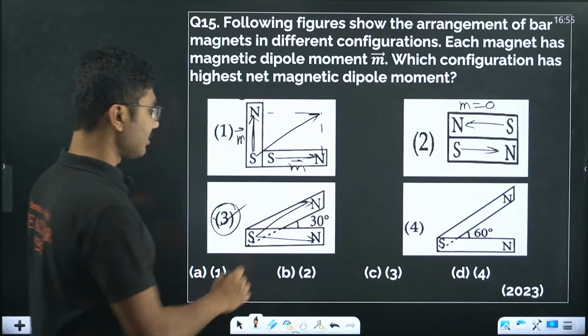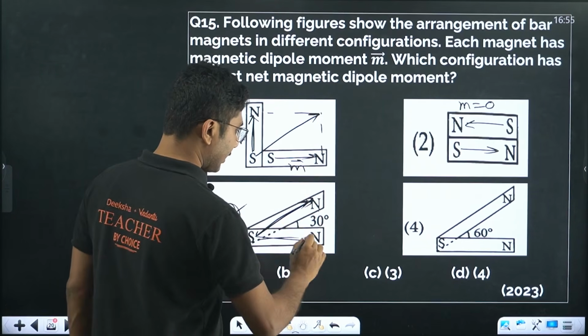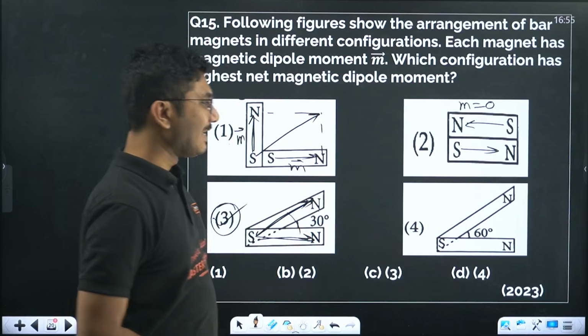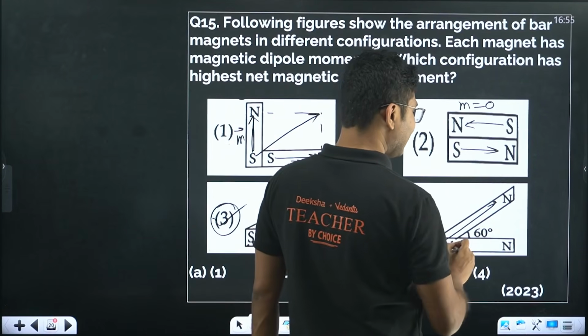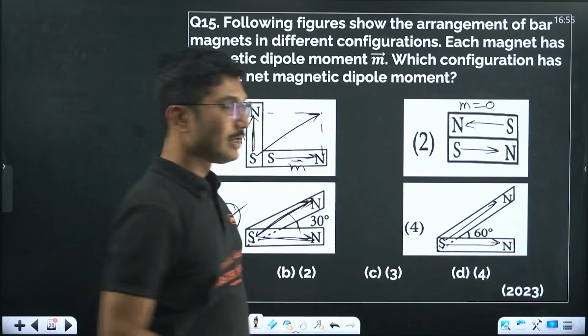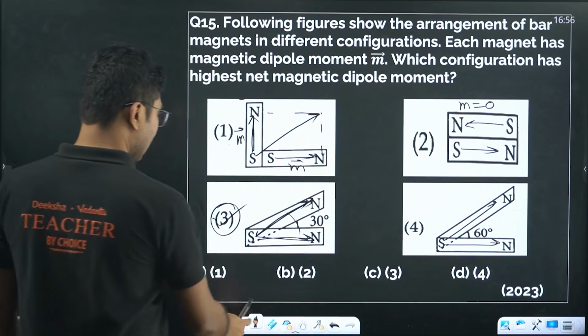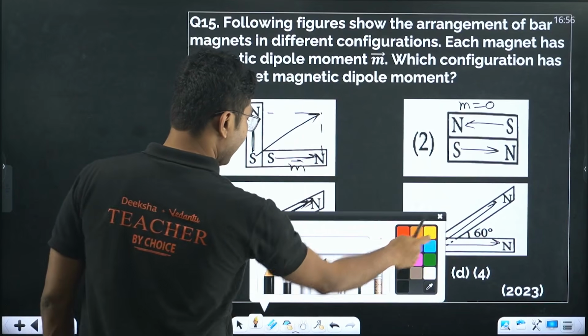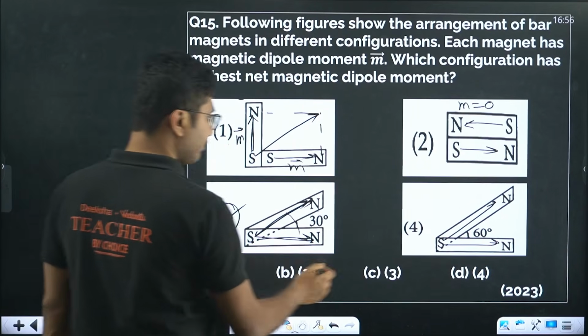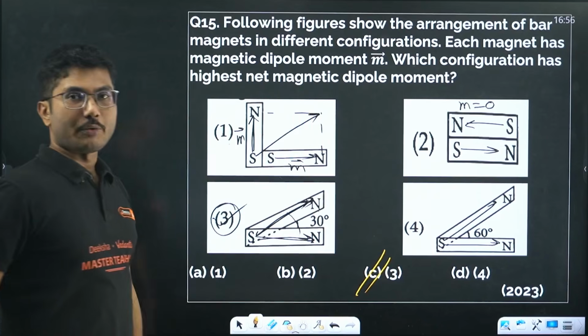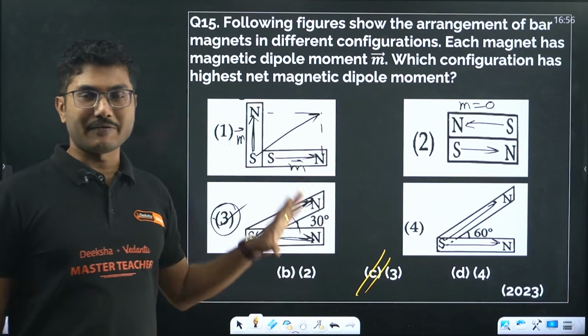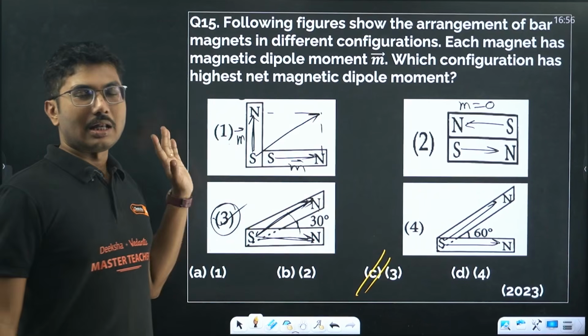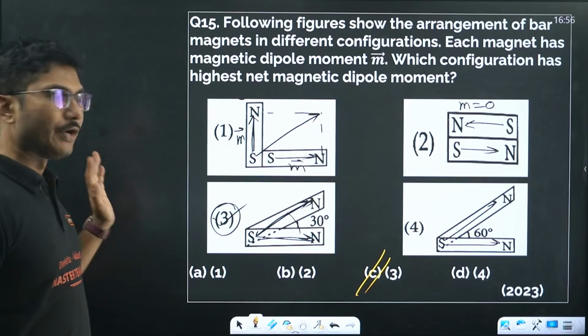Here also they are in the same direction, so that means the angle is actually 30 degrees. Here the angle is 60 degrees. 60 degrees is bigger than 30 degrees. So the largest possible value of magnetic moment will be in case of 3, that is option C. So option C is correct. Remember this very simple fact, smaller the angle, larger is the resultant of two vectors.